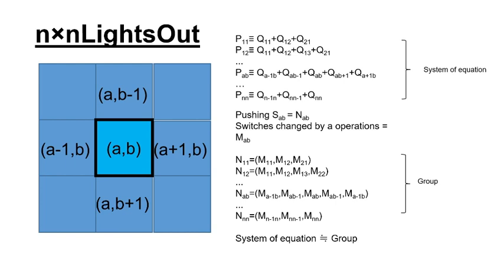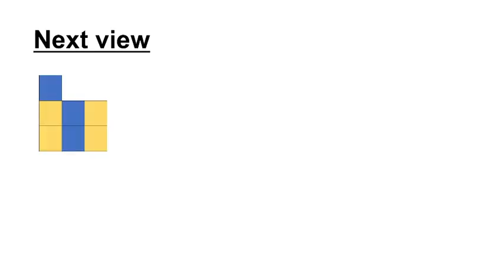Operations which include multiple pushing operations can be expressed by adding up each group of the switches. The system of equations PQ and the group of NM take the same form. Thus, when the right number equals 0, pushing the same switches changes no switch. This time, we converted formulas to figures of actual switches.